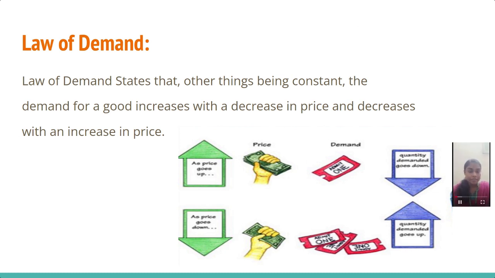Next is law of demand. The law of demand states that other things being constant, the demand for a good increases with a decrease in price and decreases with the increase in price. For example, if 1 kg of onion is sold for rupees 20, the customers are going to buy in huge amounts. At the same time, if that 1 kg of onion is sold for rupees 200, customers are going to buy either half kg or 250 grams. Therefore, the price of the commodity and the demand for the commodity are always inversely proportional to each other.